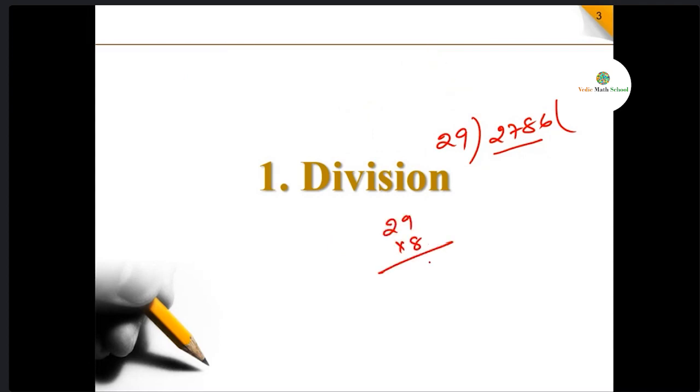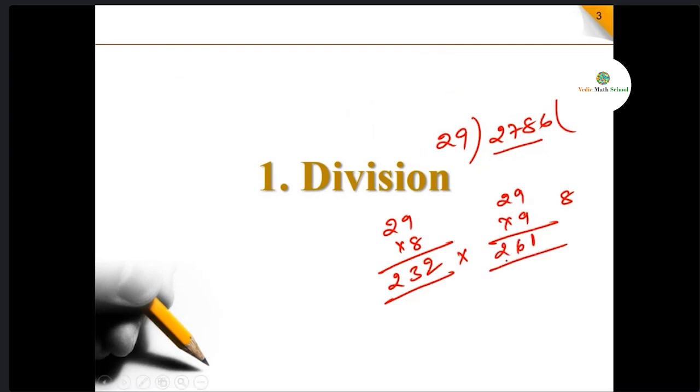So 9 8s are 72, carry over 7; 8 2s are 16 plus 7, 23. The answer is 232, but this is not nearer to 278. So I have to check 29 with 9 as well. 9 9s are 81, carry over 8. 9 2s are 18, 18 plus 8, 26.